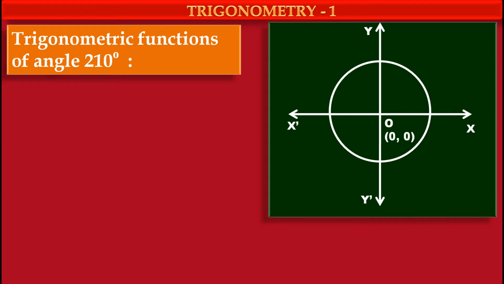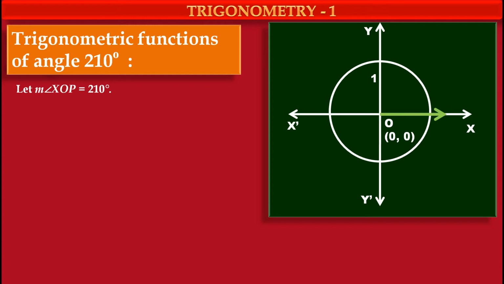Its center is at the origin O, having coordinates 0, 0, and that's why this circle is a standard circle. And its radius is 1 unit, and that's why it is a unit circle, and so we can call it a standard unit circle. Now we have to draw an angle 210. So let the measure of angle XOP be equal to 210 degrees.